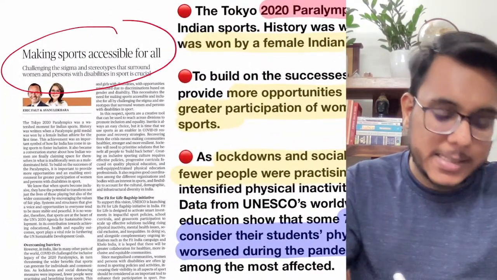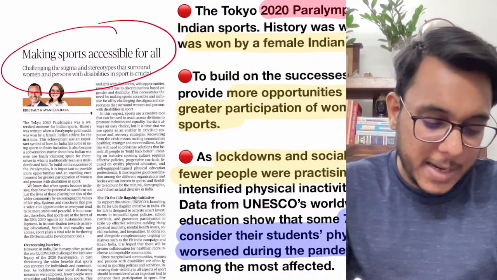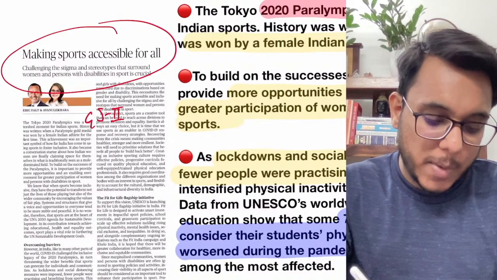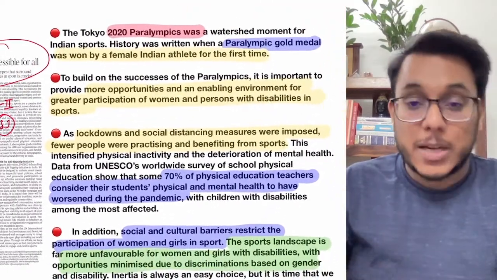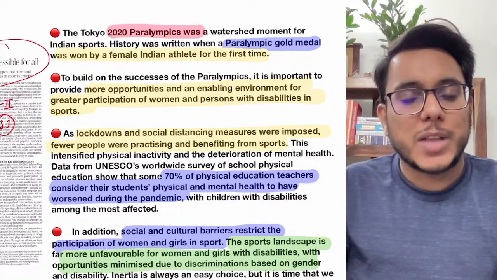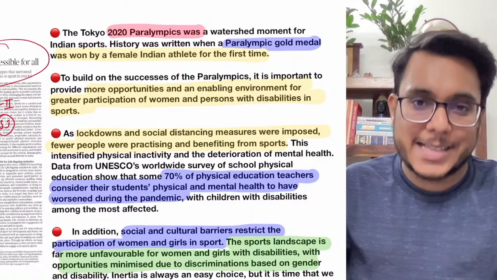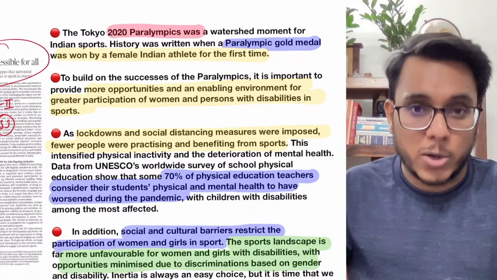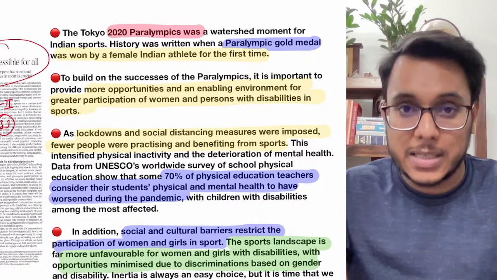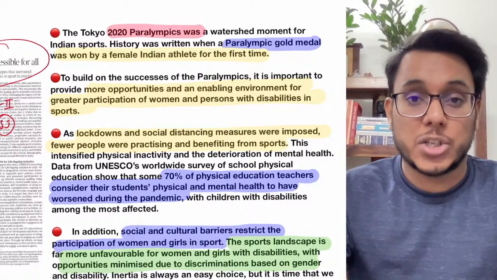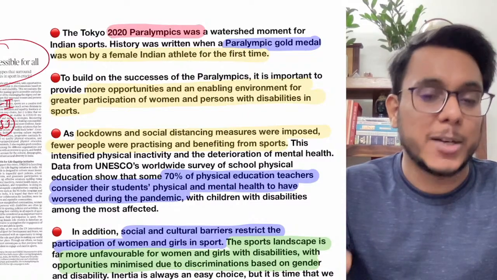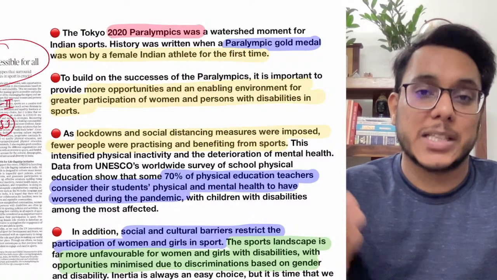Making sports accessible for all. This particular idea will be seen with respect to GS Paper 2, social justice. Basically guys, this particular article talks about how sports are not accessible to people on the basis of gender. Many girls don't have accessibility of sports on the basis of physiological condition. Many disabled people don't have the ability to access sport.